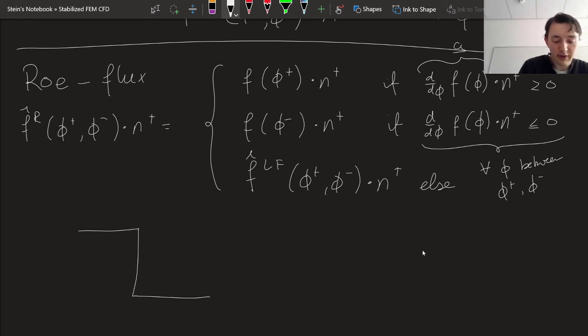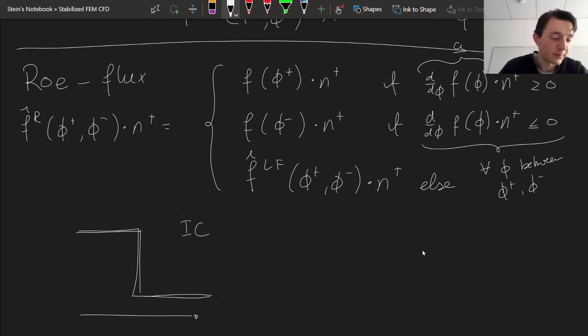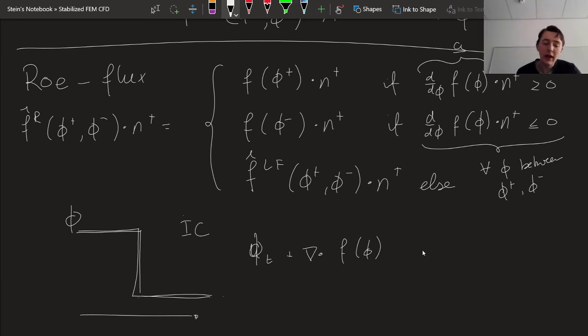So in 1D, a 1D step function problem, where this is your initial condition. And then you can work this out for our hyperbolic conservation law. So suppose this is phi, so then phi t plus the divergence of f of phi. This is called a Riemann problem. And there is certain behavior to this problem. You have different types of shock waves. And each one of these fluxes is a certain approximation to how that would behave analytically. And that's what they're trying to capture.